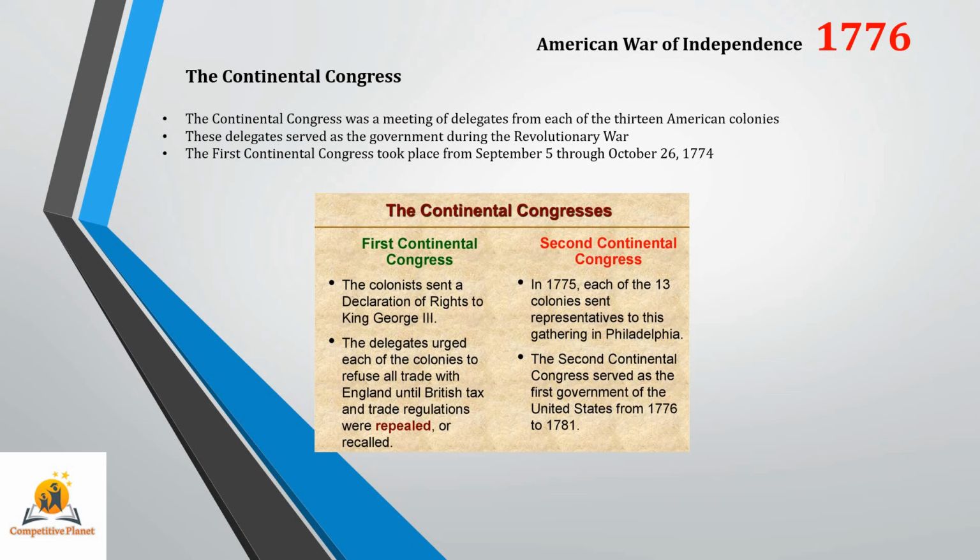And the Second Continental Congress, this happened in the year 1775, and each of the 13 colonies sent representatives to gather in Philadelphia. The Second Continental Congress served as the first government of the United States from 1776 to 1781.